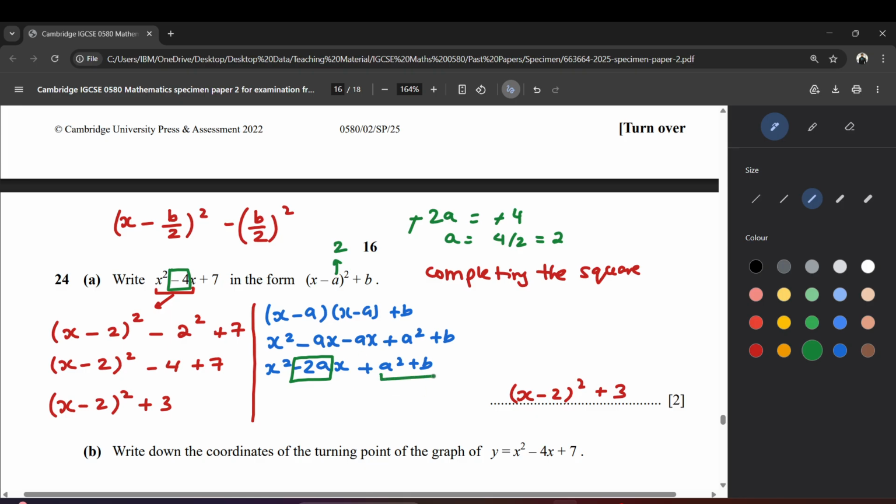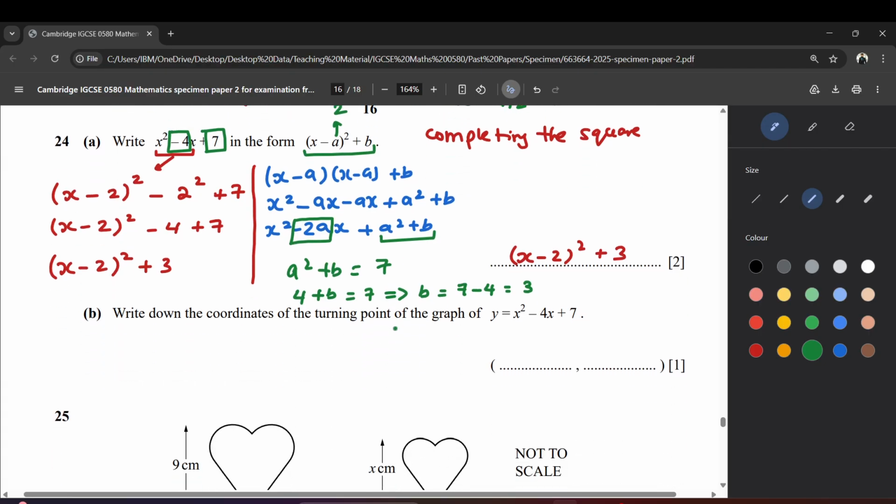Now, this a square plus b should be equal to 7. You already found a. A was 2. So 2 square is 4. 4 plus b is equal to 7. Therefore, b is equal to 7 minus 4. That gives us positive 3. And there you go, positive 3. So now you can express your answer in this form after finding the values of a and b. So that is another way that you can approach this question.